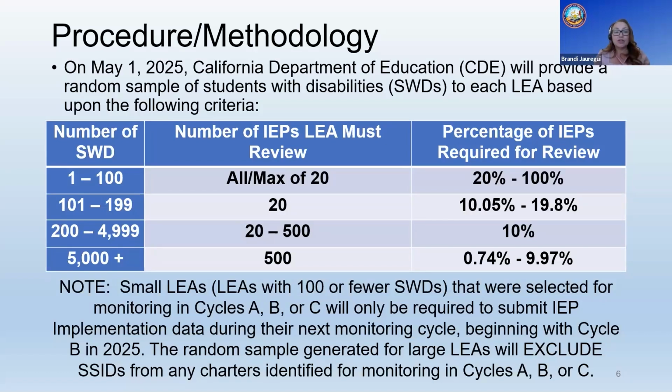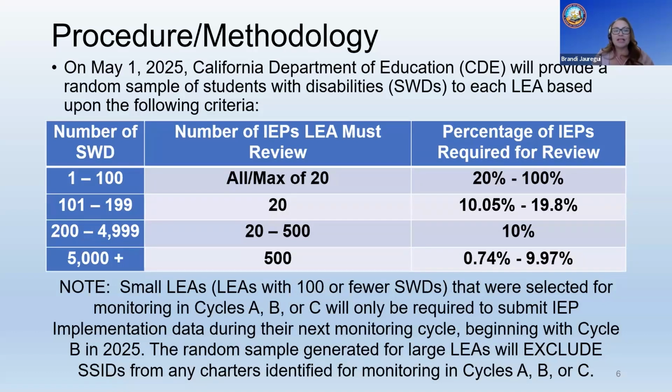Now, what I should tell you is that small LEAs, and that is LEAs with 100 or fewer students with disabilities that were selected for monitoring in cycles A, B, or C, are only required to submit IEP implementation data during their selected monitoring cycle. So this year, small LEAs in cycle B will be required to submit IEP implementation data. This is the 24-25 submission, and cycle B small LEAs will be required to submit these data. So they will receive a random sample of SSIDs, and they will be required to review those IEPs.